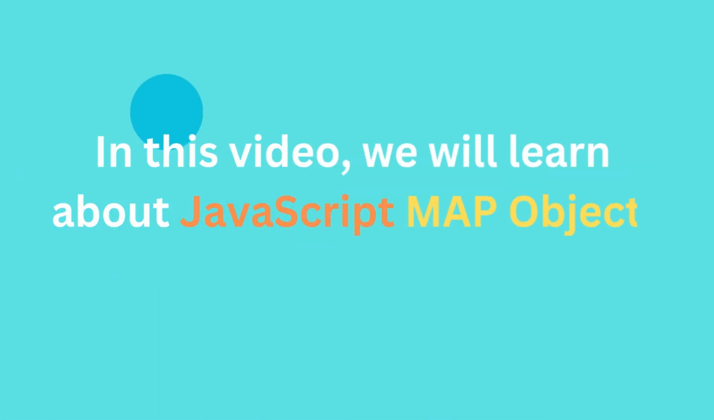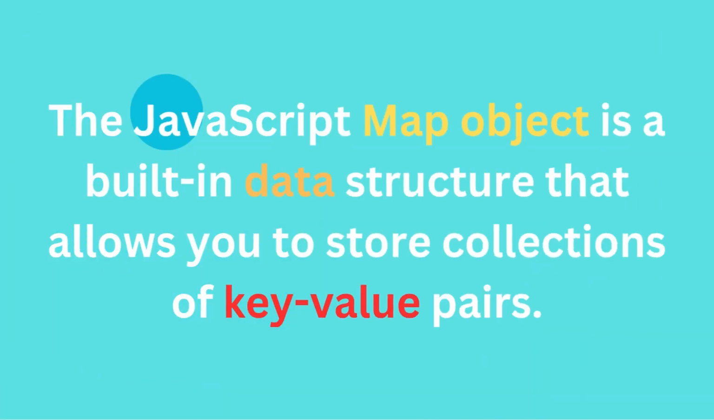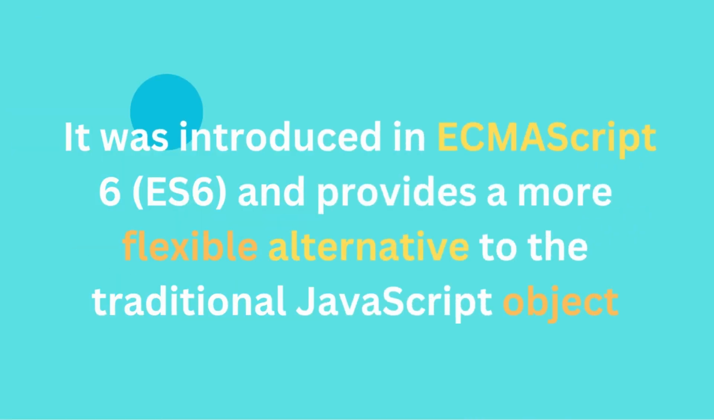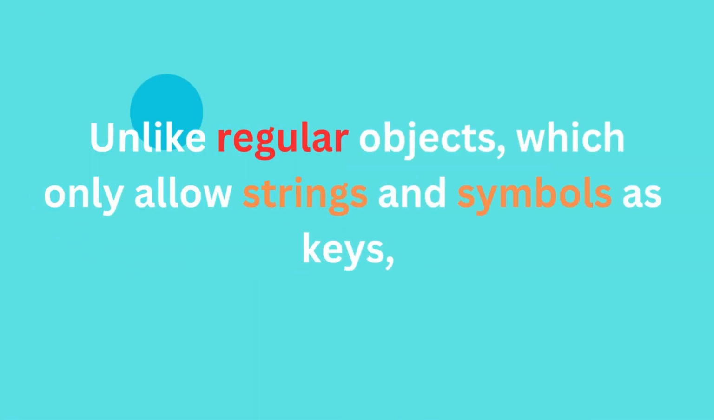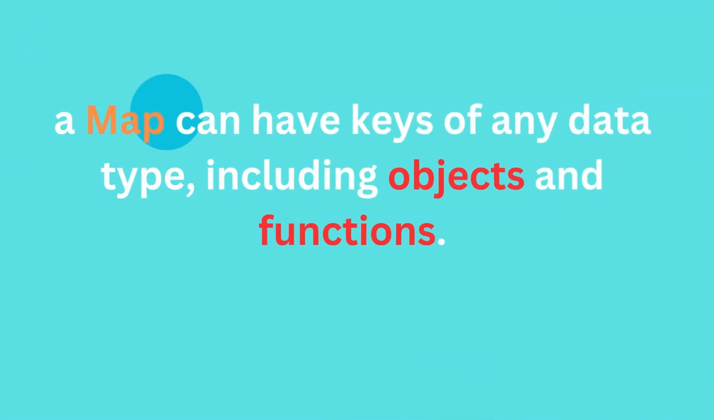In this video, we will learn about JavaScript Map Object. The JavaScript Map Object is a built-in data structure that allows you to store collections of key-value pairs. It was introduced in ECMAScript 6, ES6, and provides a more flexible alternative to the traditional JavaScript object for creating associative arrays or dictionaries. Unlike regular objects, which only allow strings and symbols as keys, a map can have keys of any data type, including objects and functions.